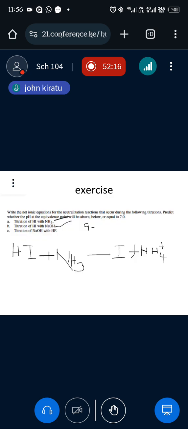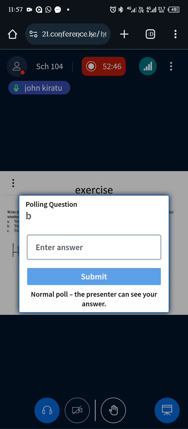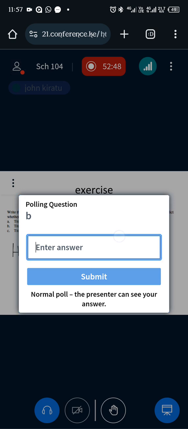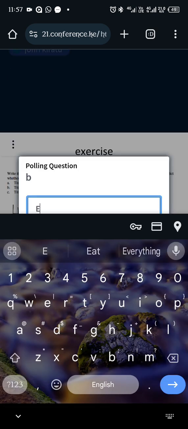So part B is sodium iodide plus water. That is part B, we are titrating hydrogen iodide and sodium hydroxide. The answer for this is you are getting sodium iodide, which is a salt, and water. So can you tell me if the equivalence point is equal to 7, greater than 7, or less than 7, for part B?